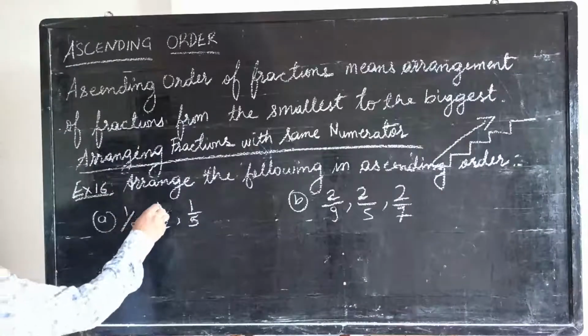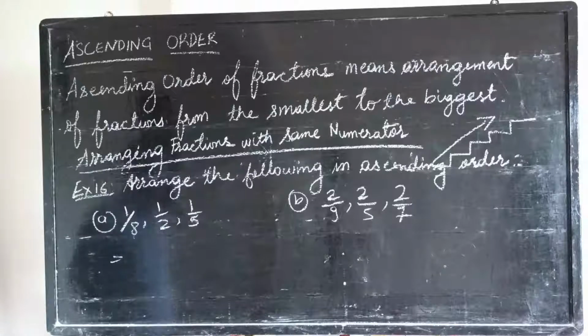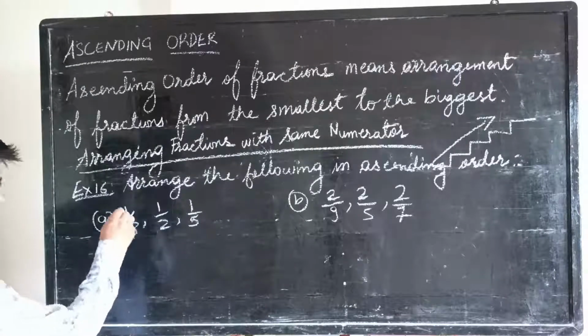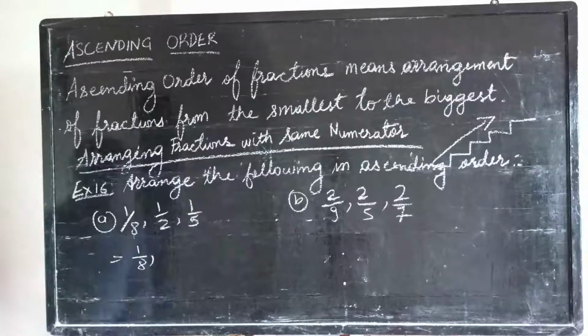1 upon 8, 1 upon 2, 1 upon 5, which is smallest? The fraction with the biggest denominator is the smallest. Now the biggest denominator is 8. Now you write 1 upon 8.